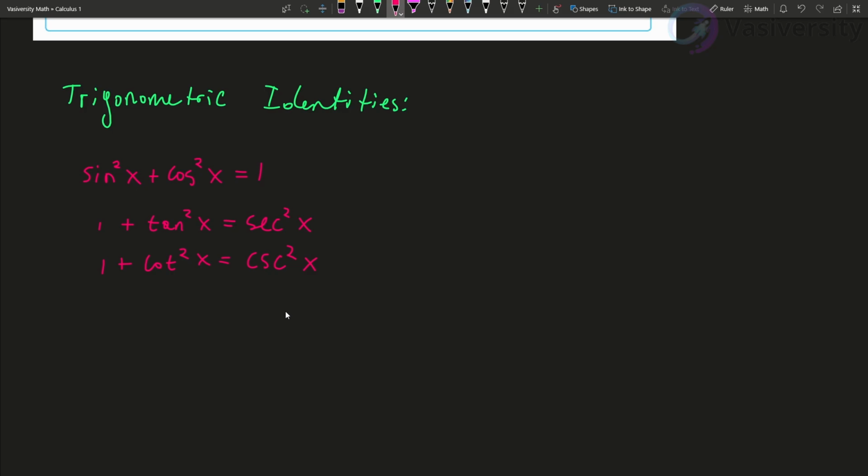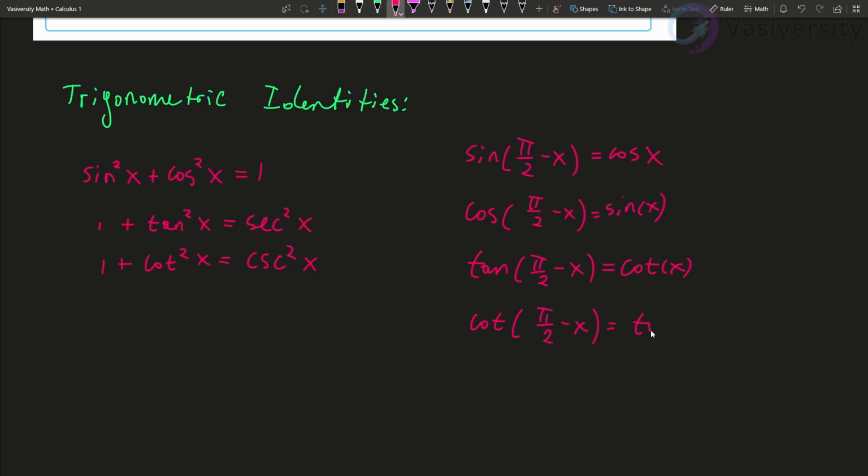Okay, then we have sine of pi over 2 minus x is cosine of x. Then cosine of pi over 2 minus x is equal to sine of x. Okay, and then tangent of pi over 2 minus x is equal to cotangent of x, and cotangent of pi over 2 minus x is equal to tangent of x.